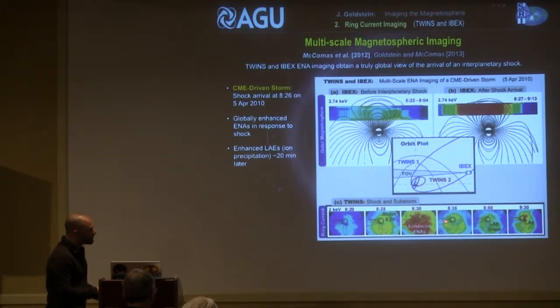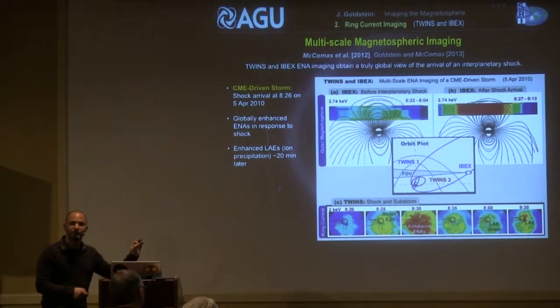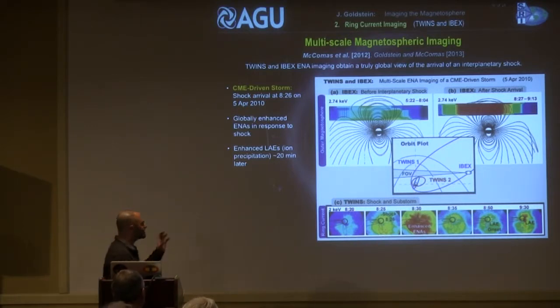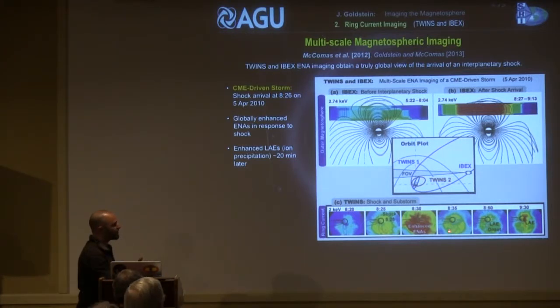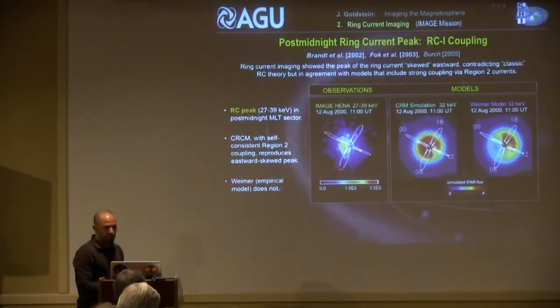And then it takes about 20 to 22 minutes later before you start to see the first precipitation at low altitude. So this is giving information about how energy is propagating through the magnetosphere. You know when the hit happened, because that's when all the images light up. And then it takes that long for particles to start precipitating. And that's an energy-dependent effect as well. The most energetic particles are precipitating first.